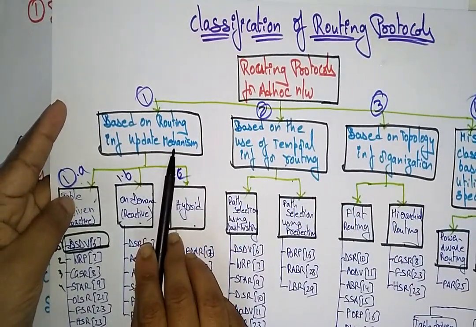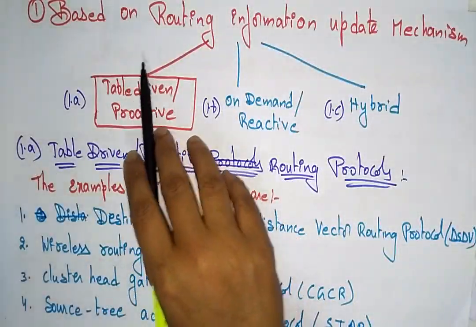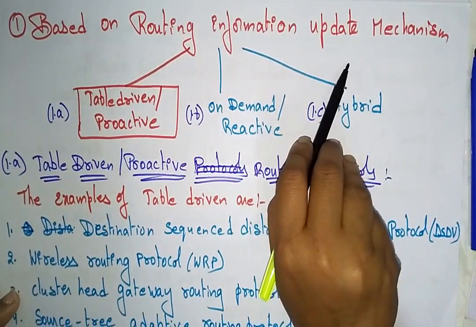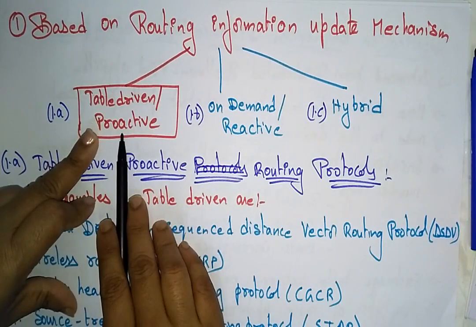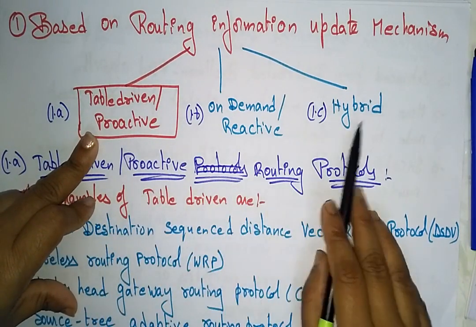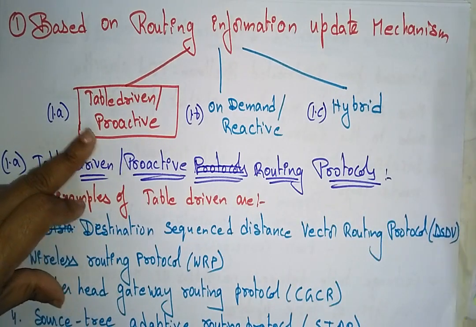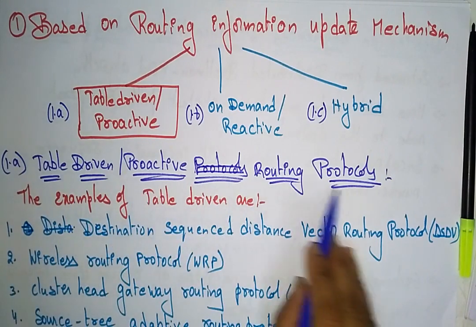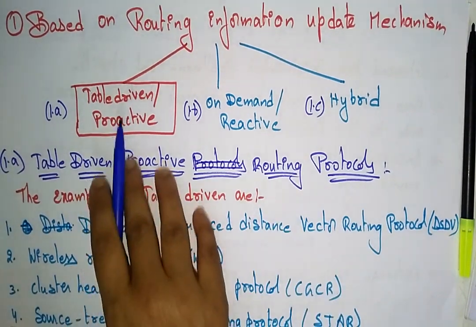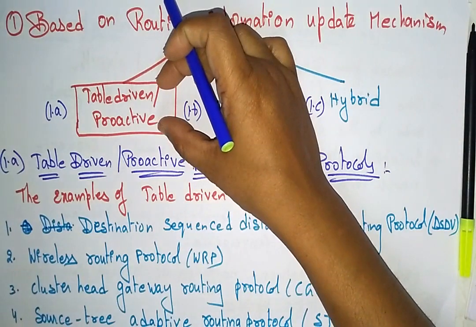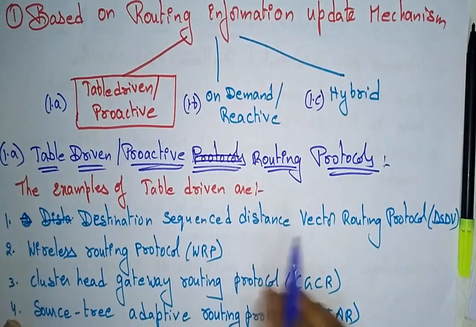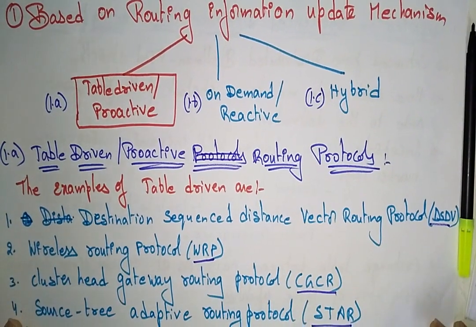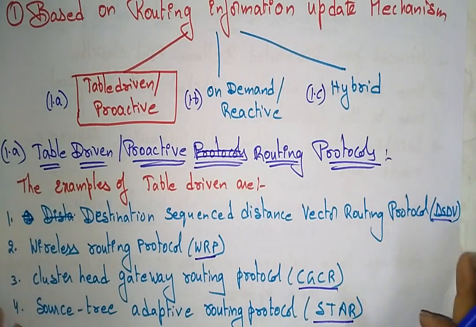The first classification is based on the routing information update mechanism. This routing information update mechanism is of 3 types: table driven, which is proactive, on demand, which is reactive, and hybrid. In this video, I want to explain the table driven, proactive routing protocols. The different examples I am taking in this table driven or proactive category are DSDV, WRP, CGSR, STAR. I'll explain some examples here.